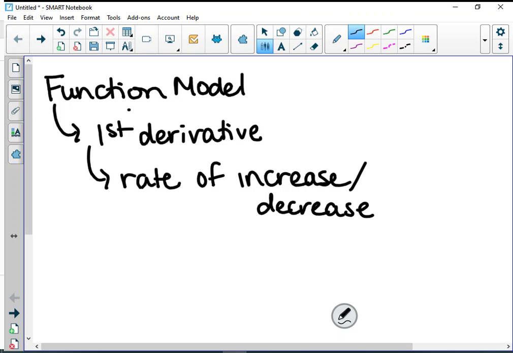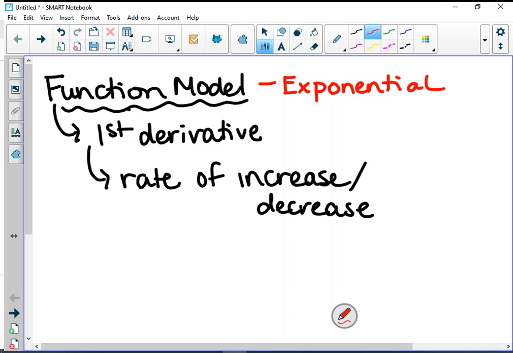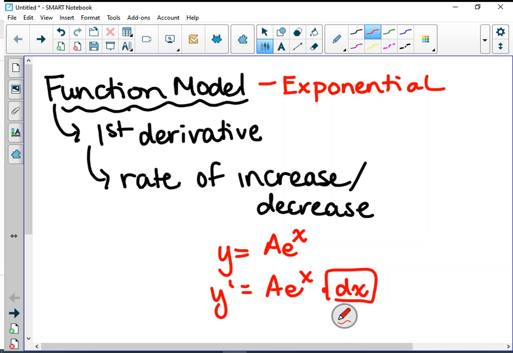So an exponential function model, lots of different ways we can use an exponential function model. One of the most common is a financial model, so we're going to take a look at one of those. All exponential function models are similar because all exponential functions are similar. Something like a e to the x, that's our standard exponential function model. When we take the derivative of that, we will have everything that's originally there times the derivative of whatever is in the exponent.